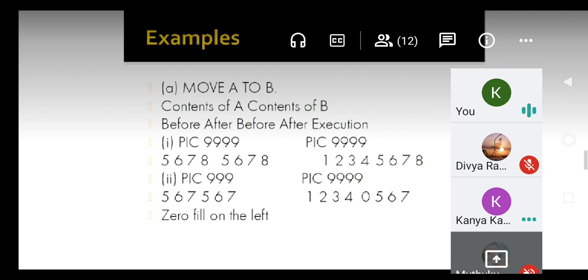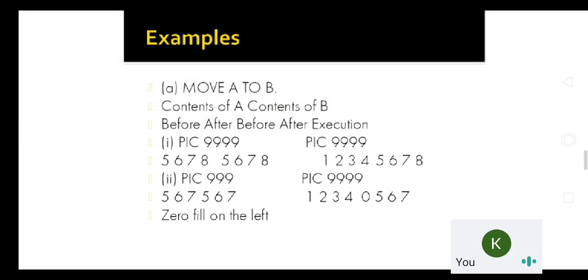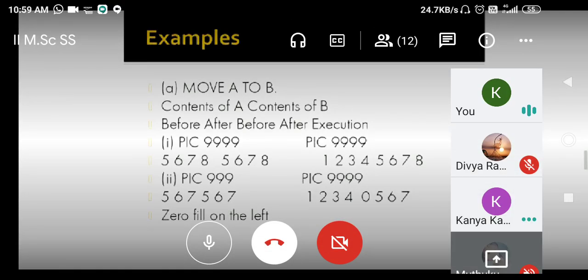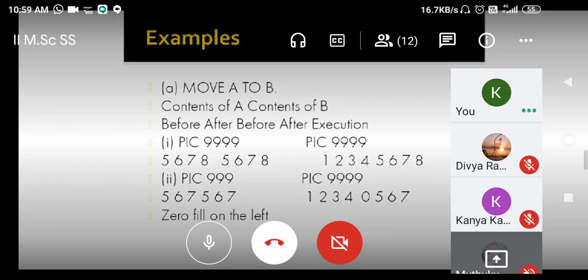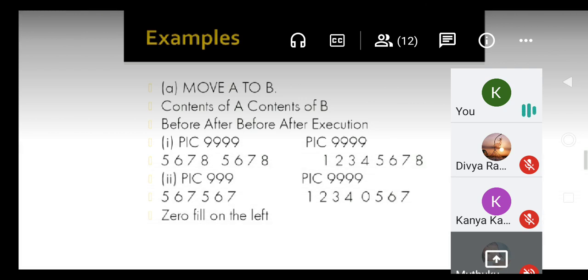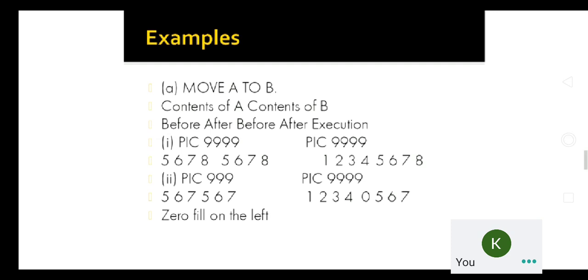So now we are moving value 27 from identifier A to identifier B. Now what will be the value of identifier B? Would you people be able to understand these examples that we have in this slide?